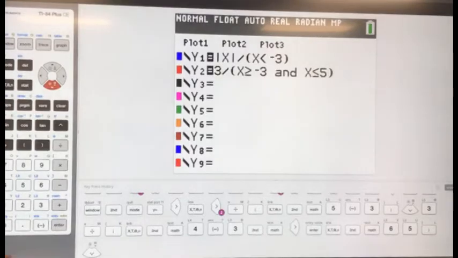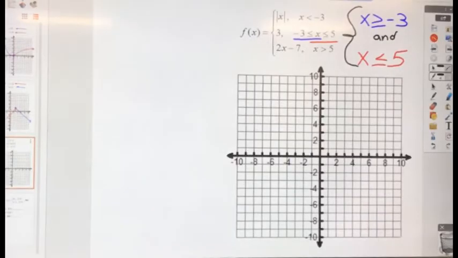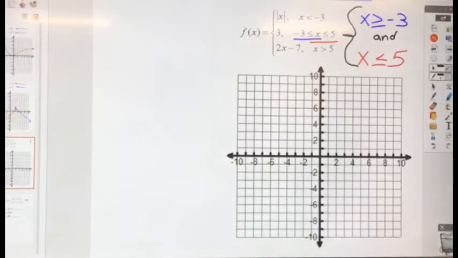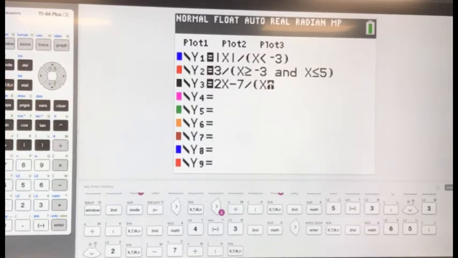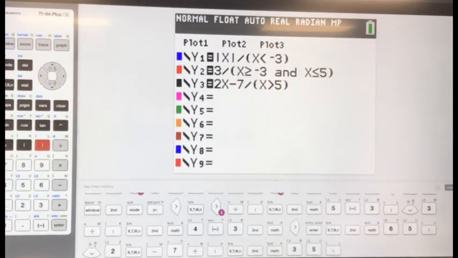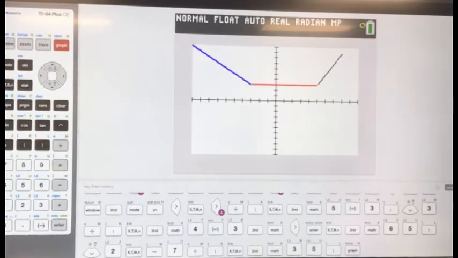And then the next is 2x minus 7 divided by x is greater than 5. So here's how you would correctly put in that piecewise function in the calculator. And hit graph. There it is. There's 3 functions graphed given their conditions as a piecewise function.